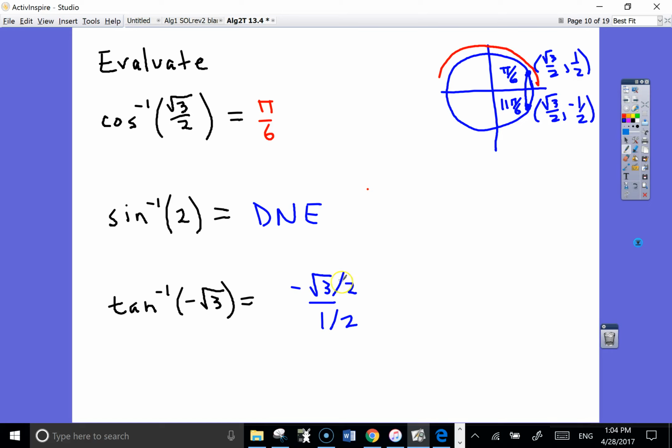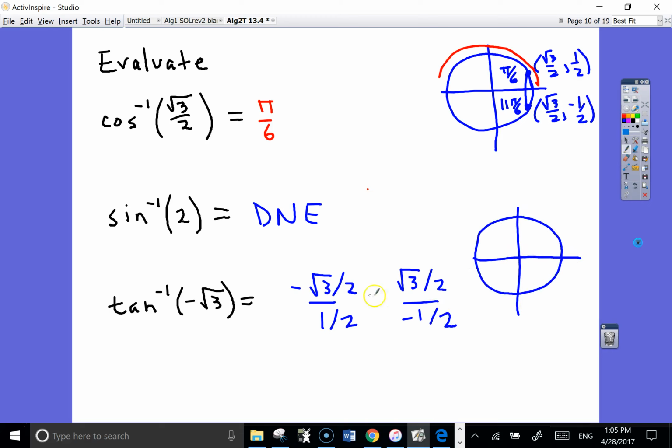So this could be negative square root of 3 over 2 over positive 1/2, or it could be positive root 3 over 2 over negative 1/2. Either one of those would have that same negative square root of 3 when you divide. Okay, so where is that on the unit circle? So if y is negative square root of 3 over 2, that's down here. If x is 1/2, that would make it right there.